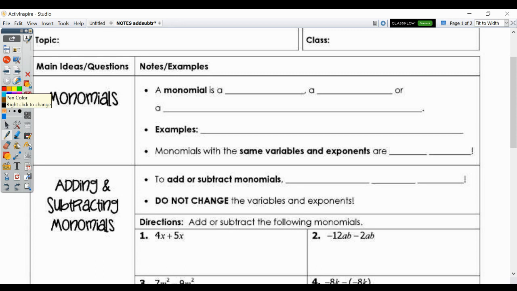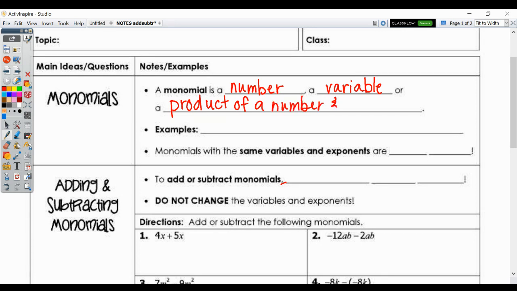So a monomial is a number or a variable. You know what both those words mean. So a monomial is a number or a variable or a product of a number and variable. Okay, let's look at what that looks like in real life.